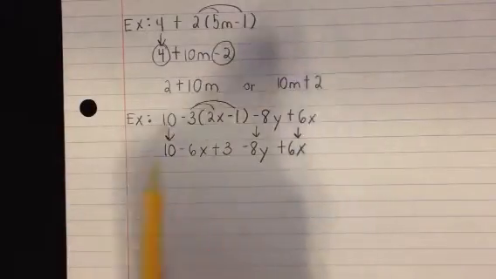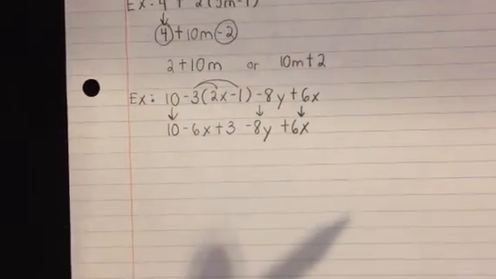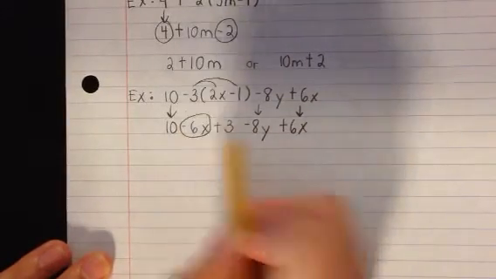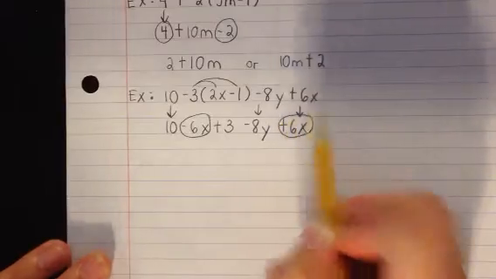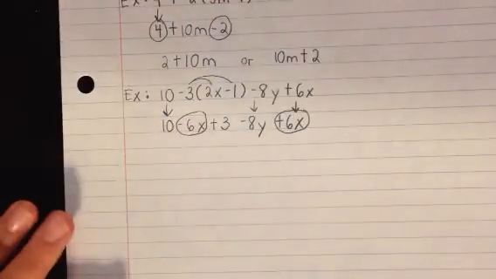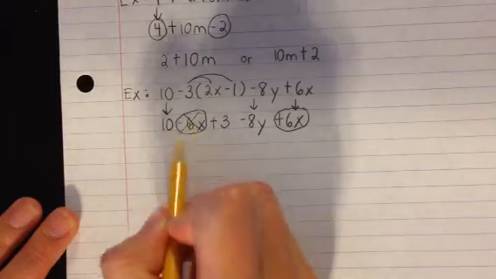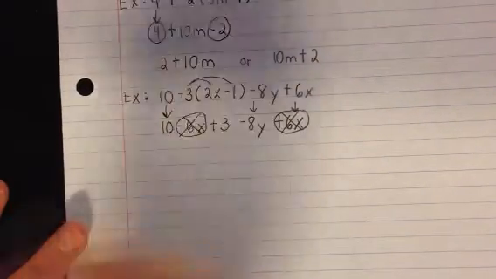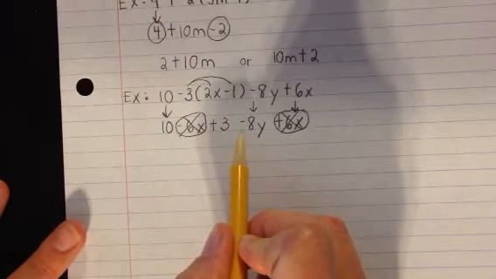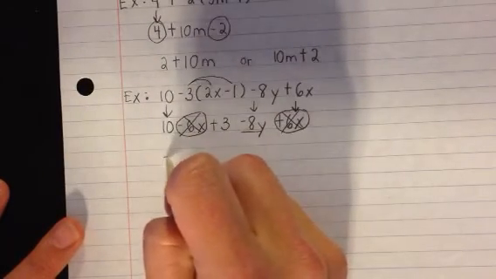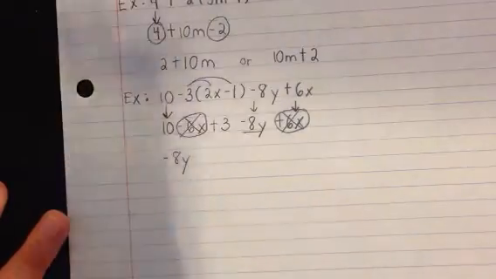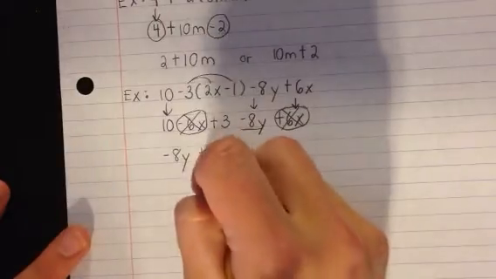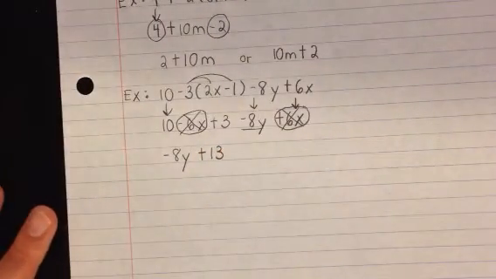Now that we've got only plus and minus, we can collect like terms. I'm going to start with x's first. I've got a negative 6x and a positive 6x. One's negative, one's positive, it's the same number, so they cancel to 0. Negative 6x plus 6x is just 0. Then I move on to my y's. The only y I have is negative 8y, and I can't combine it with anything. Then I've got 10 and 3, and they're both positive, so that just becomes plus 13.